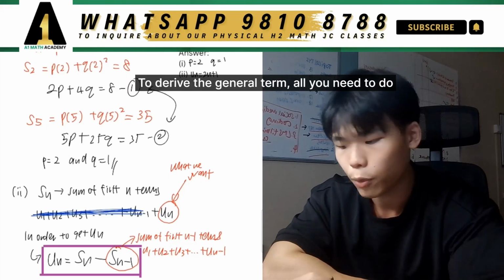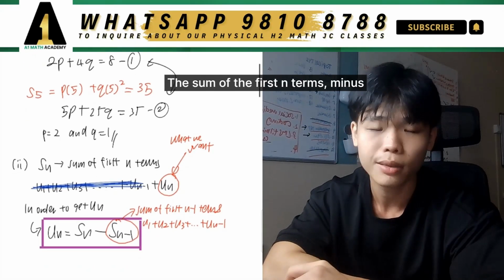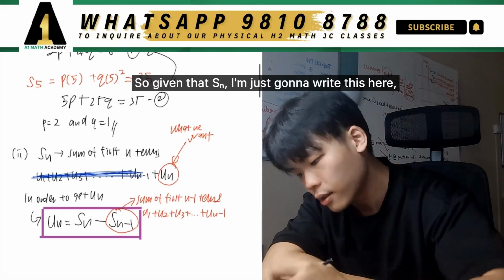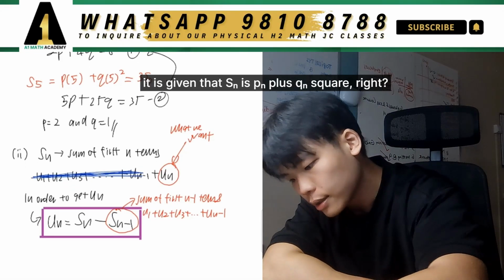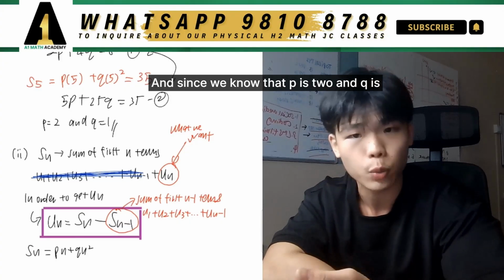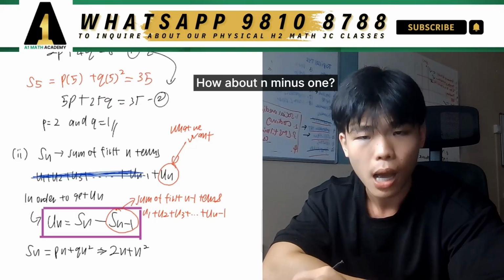To derive the general term, all you need to do is to just take Sn minus Sn minus 1. Right, the sum of the first n terms minus the sum of the first n minus 1 terms. So given that Sn, I'm just going to write it here. It is given that Sn is Pn plus Qn squared, right? And since we know that P is 2 and Q is 1, we know that this is 2n plus n squared. How about n minus 1?